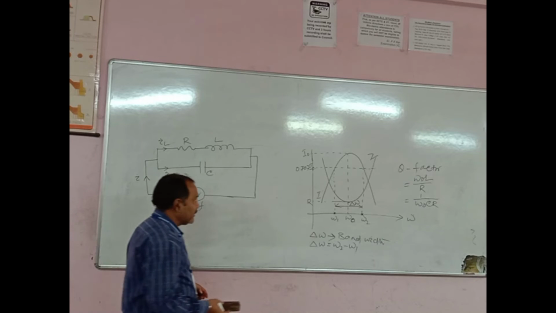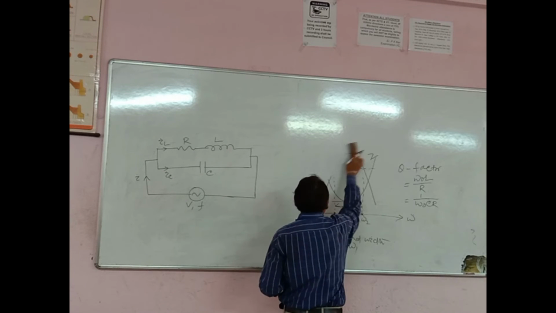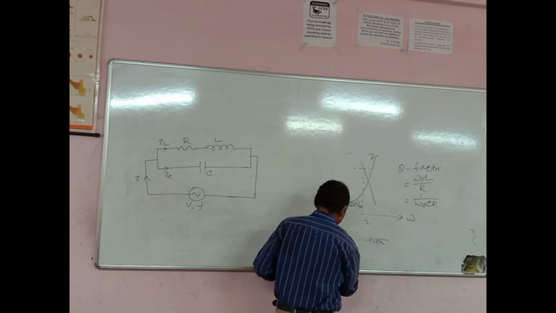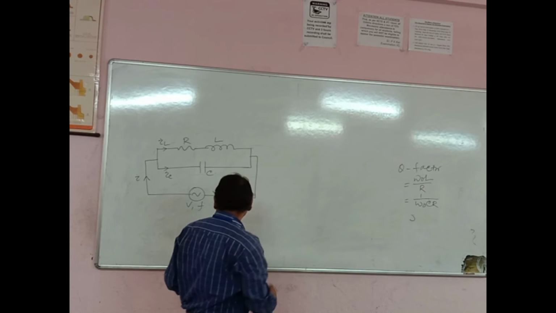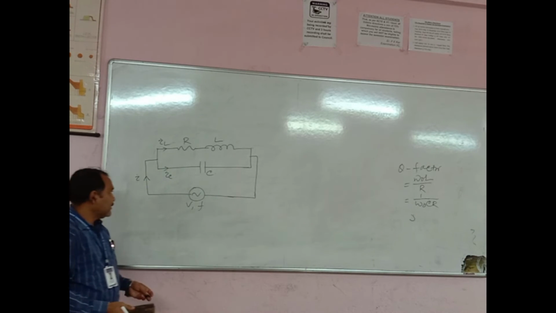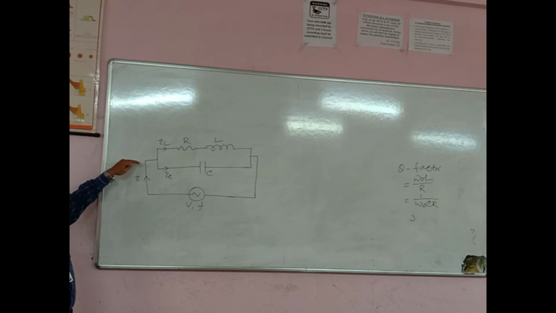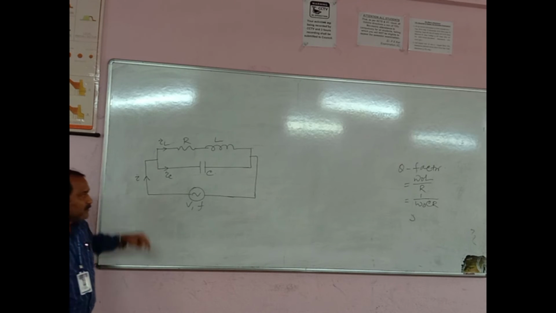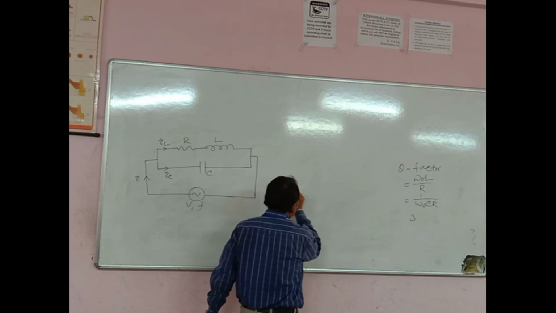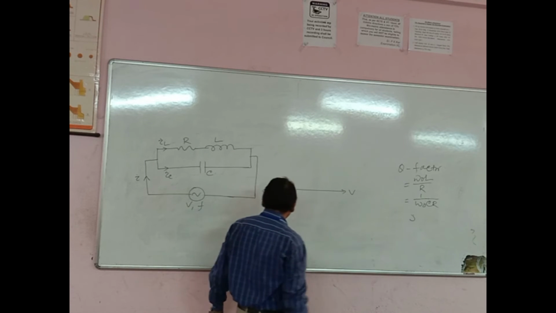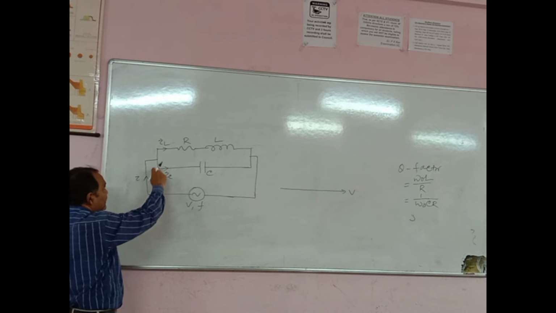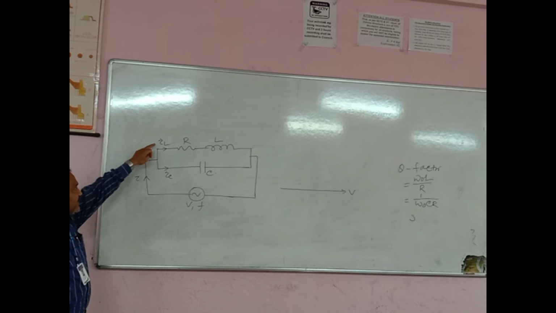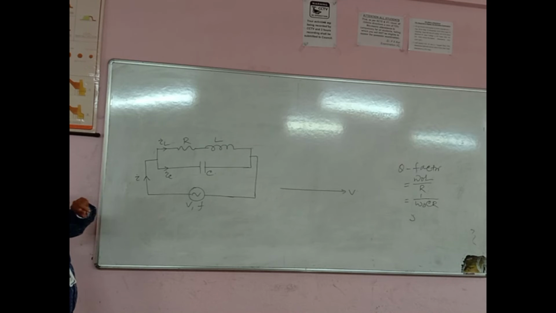So if we draw the vector diagram of this parallel circuit, we have to take the voltage as the reference, because this is a parallel circuit and voltage is common to both branches. So therefore, this is the reference voltage. Now, the two currents are IC and IL. The vector sum of IL and IC becomes I, the total current.